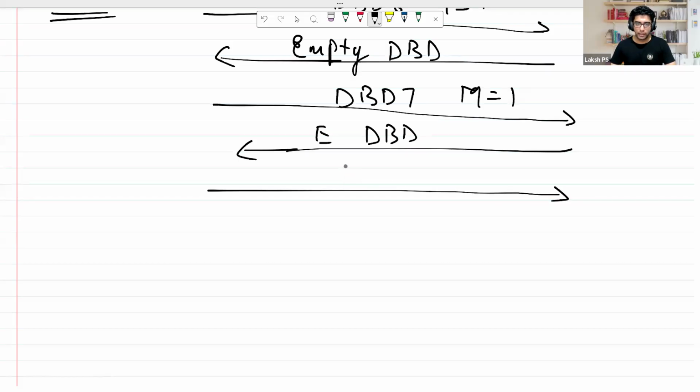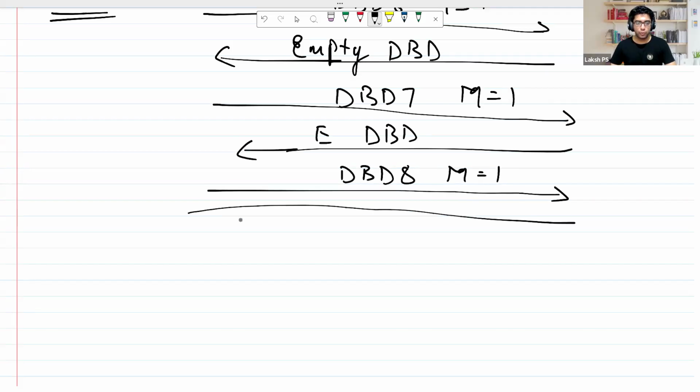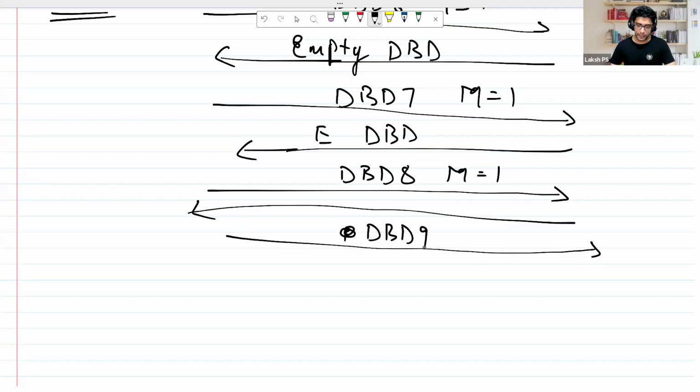R1 will send back DBD number 8 with M bit as 1. Again, R2 will send an empty DBD. For that response, R1 will send DBD number 9. But here, this time, since all the DBDs that R1 had has been shared with R2, this time the M bit is going to be 0, meaning that it has no more DBDs to exchange. So with this, all the DBDs with R2 and R1 has been exchanged with each other. I hope this is clear.